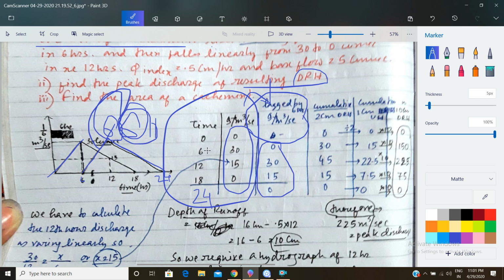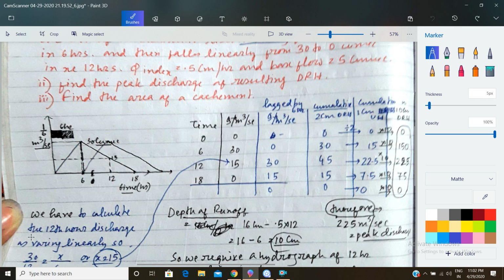If we add these two ordinates, the original and the lagged one, then we are getting, see, 0, 30 plus 0 equal to 30, 15 plus 30 equal to 45, 0 plus 15 equal to 15, and 0 plus 0 equal to 0. This is therefore the cumulation of the two hydrographs, meaning the 12-hour DRH. We have got the 12-hour DRH by adding these two ordinates.